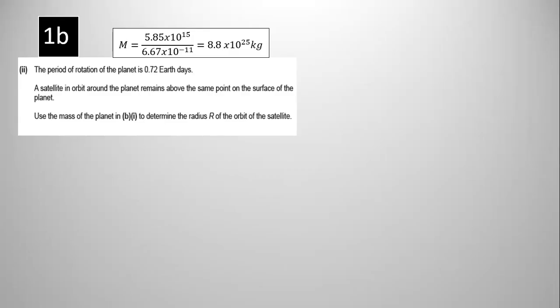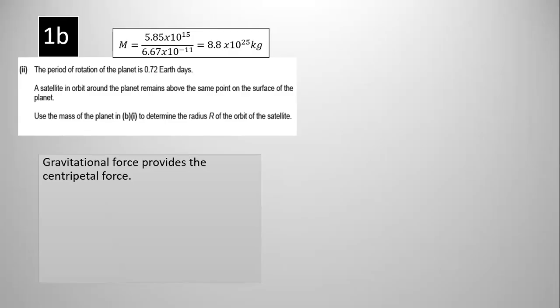The rotation of the planet is 0.72 Earth days. The satellite in orbit around the planet remains above the same point on the surface of the planet. Use the mass in part 1 to determine the radius of the orbit of the satellite. Okay, so this is geostationary orbit. That's the mass that we have calculated.